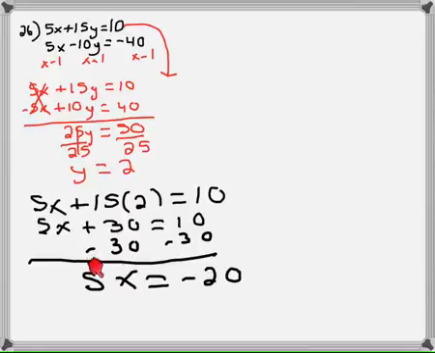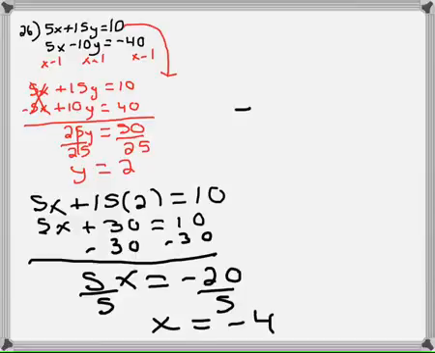How do I get rid of the 5 in front of the x? Well, this is multiplication. What's the opposite of multiplication? Division. So I'm going to divide by 5 here and divide by 5 here, and x equals -4. My answer is -4, comma 2. Notice that I put the x first, and then the y in the parentheses.